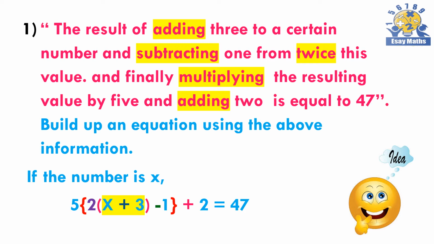Last step, adding 2 to the resulting value is equal to 47. So we should add 2 to that previous expression. Then it equals 47. So the final equation is 5 into 2, x plus 3 minus 1 plus 2 is equal to 47.